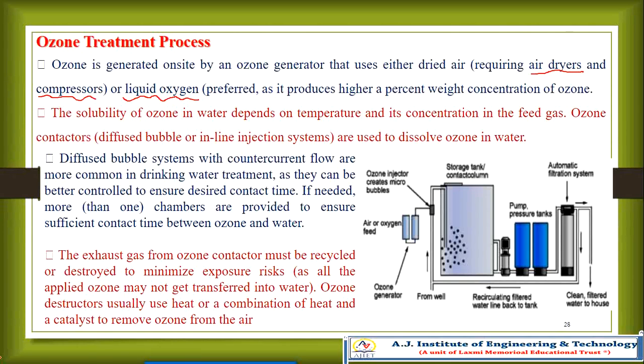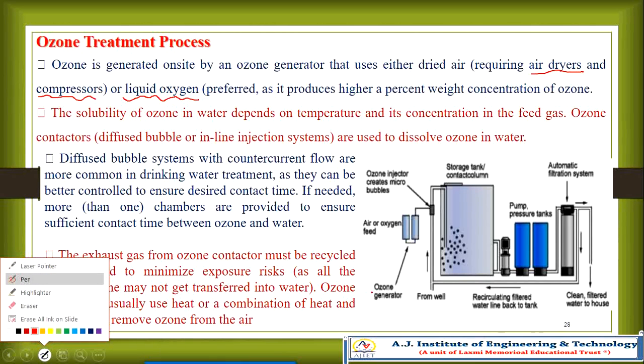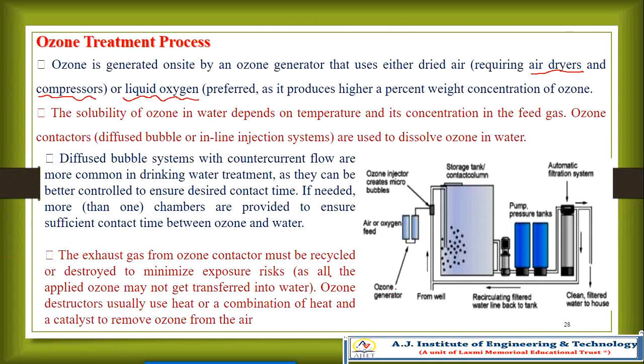Next, see the figure here. Importantly, the exhaust gas from the ozone contactor must be recycled. Please remember, it should be recycled or destroyed, whatever you do, but the exposure risk should be minimized. Destructors usually use heat or a combination of heat and catalyst to remove the ozone from the air. That also you can do.